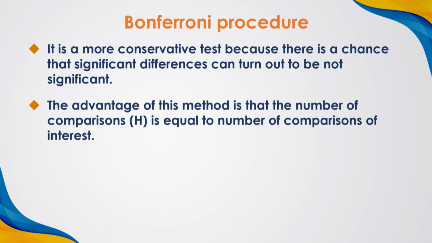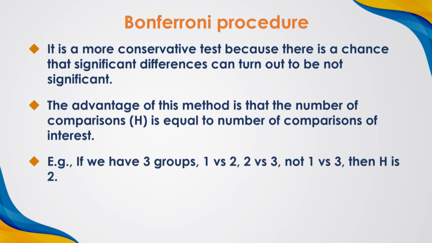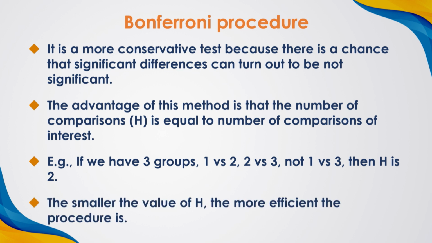The advantage of this method is that the number of comparisons, that is h, is equal to the number of comparisons in which the researcher is interested. For example, if we have 3 groups to be compared, all possible comparisons would be 1 versus 2, 2 versus 3 and 1 versus 3, but the researcher could restrict the comparison to only 1 versus 2 and 2 versus 3, and 1 versus 3 can be skipped if the researcher does not want to compare them. The smaller the value of h, the more efficient the procedure is.